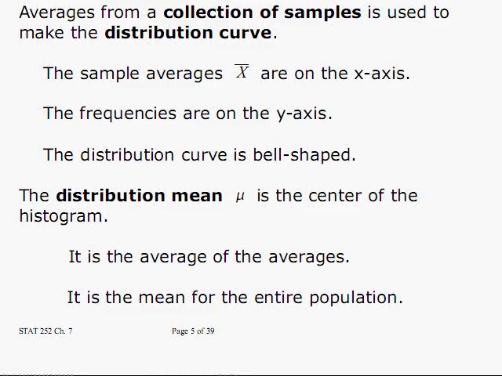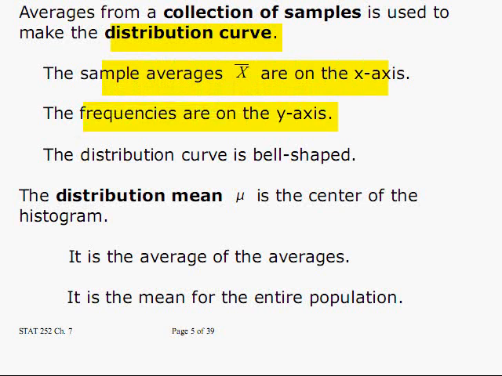And here's a summary. The averages from a collection of samples is used to make what's called the distribution curve. You put the averages on the x-axis, you put the frequencies on the y-axis to make up the distribution curve. And this curve is bell-shaped. The distribution mean, that's the average right in the center of the histogram, is the average of all the averages. It's also the mean or the average for the entire population.